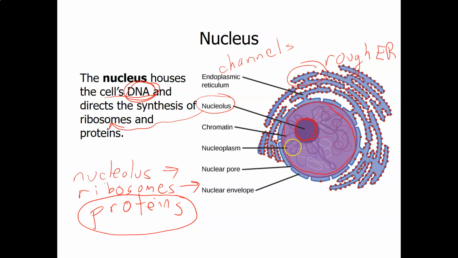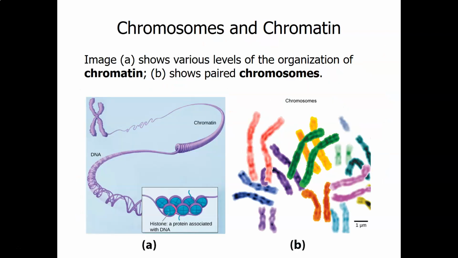Chromatin is all of this purple stringy looking material that you see in here all spread out. That's DNA plus protein. The nucleoplasm is similar to the cytosol of the cell. It's just a fluid, a gel-like fluid. The nuclear envelope has a double membrane, and there are pores within that membrane that allow some molecules to leave the nucleus.